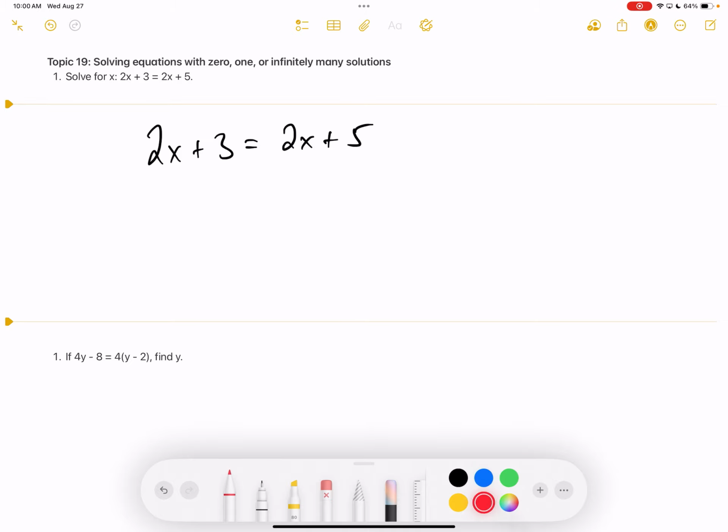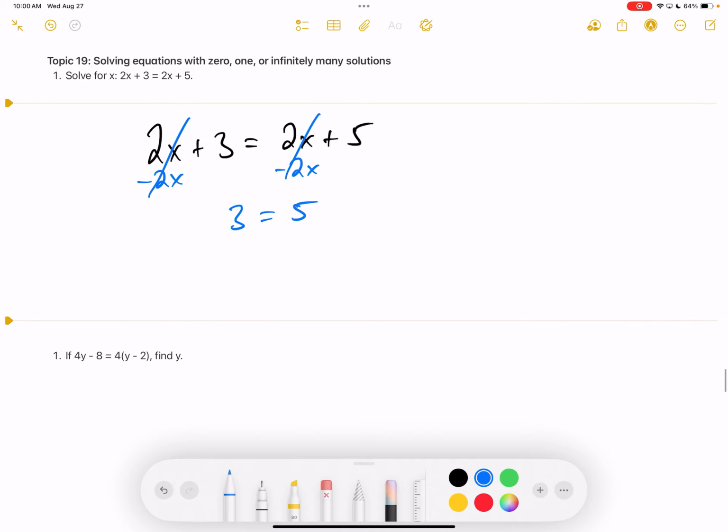All right, I think this one is some special case scenarios. So we have an x on the left and an x on the right, so get those together. When I subtract 2x, 2 minus 2 cancel out, and 2 minus 2 cancel out, so I get 3 is equal to 5. My x's kind of go away. Well, 3 does not equal 5. If this ever happens, this is no solution because 3 does not equal 5. So that problem does not have an answer. There is no answer for that.